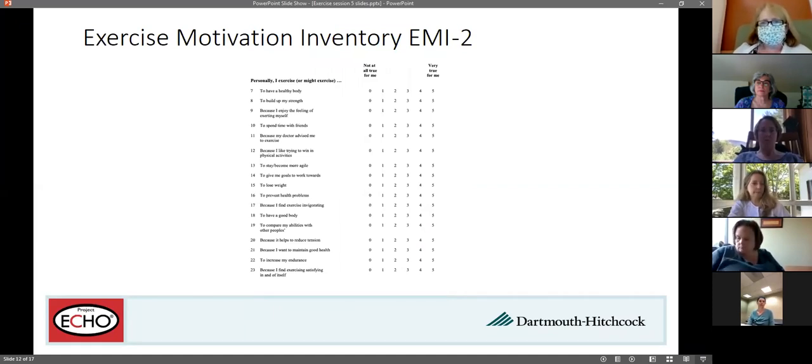This next one is the Exercise Motivation Inventory, EMI-2. And full disclosure, I have not used this particular tool, but I began looking for something along these lines as I was preparing for this. And I see that Kathy Lyons is on, and this falls into her body of research, looking at how you create change in someone.